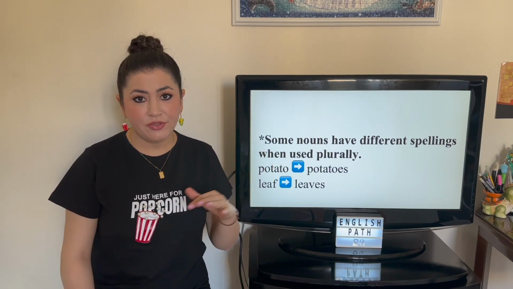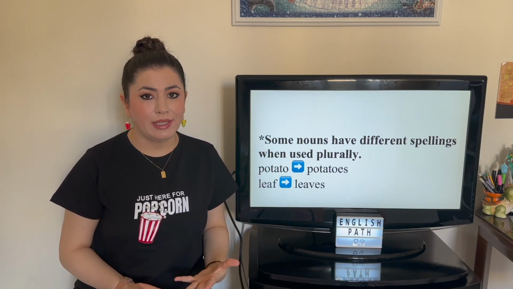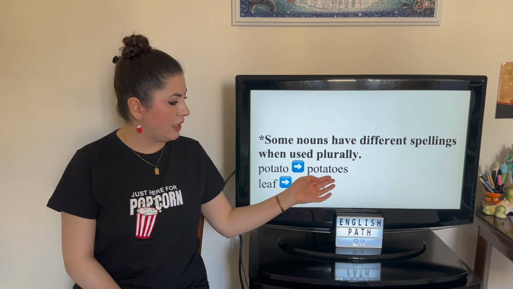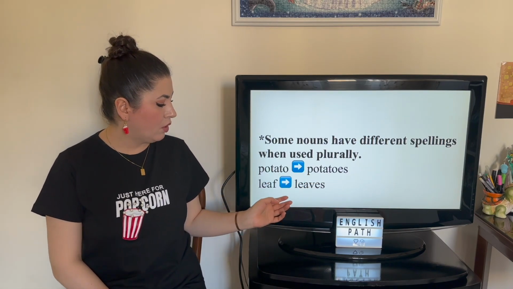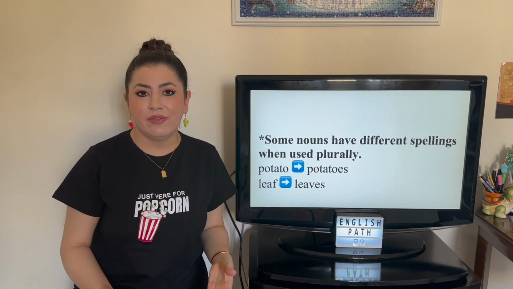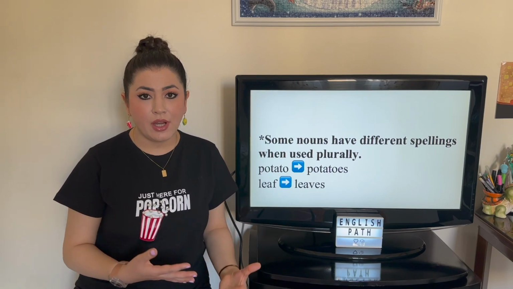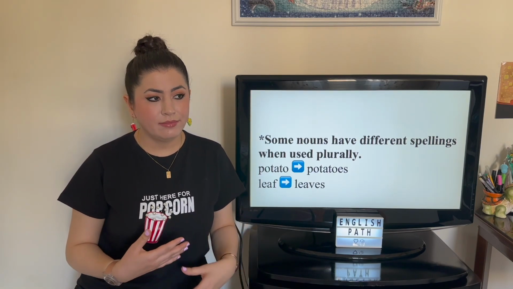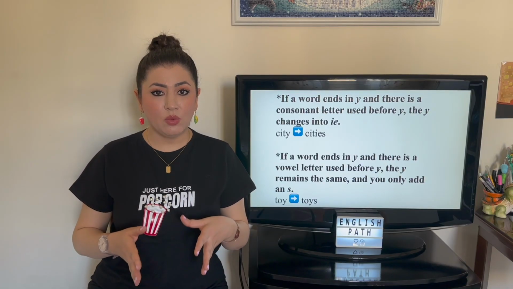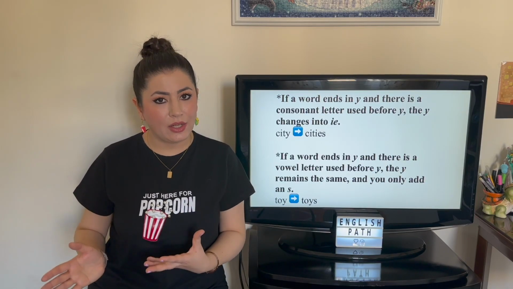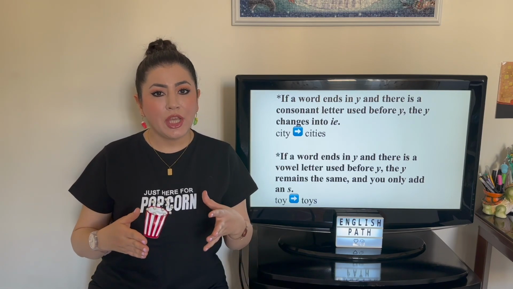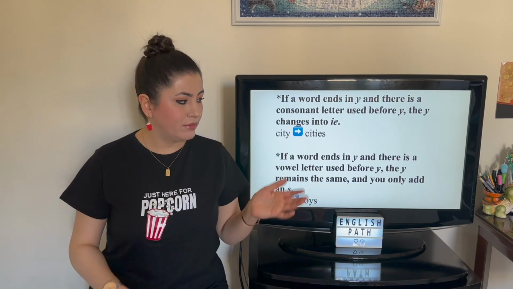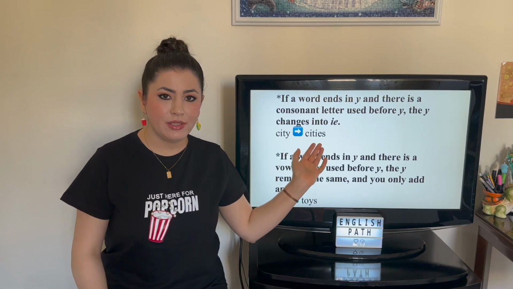Some nouns have different spellings when they're used plurally, like potato, potatoes, you see that E? Or leaf changes to leaves, just like knife, knives, life, lives, wife, wives. If a noun ends in Y and there is a consonant letter before Y, change the Y into IE, just like city that changes into cities.